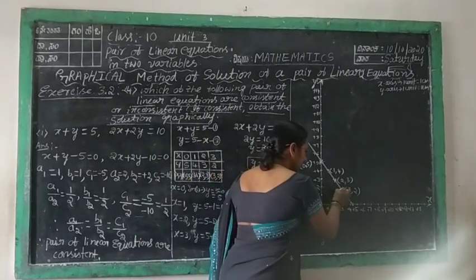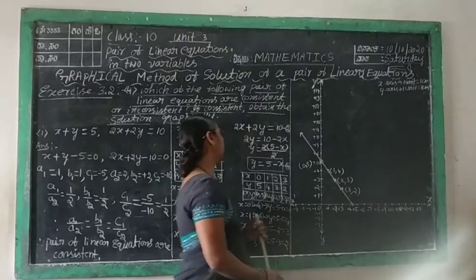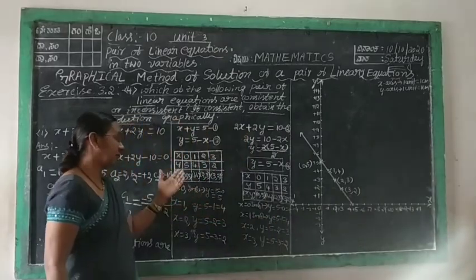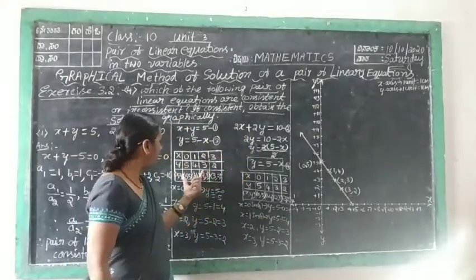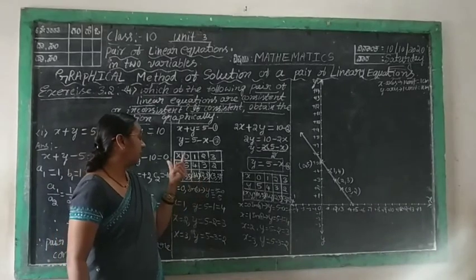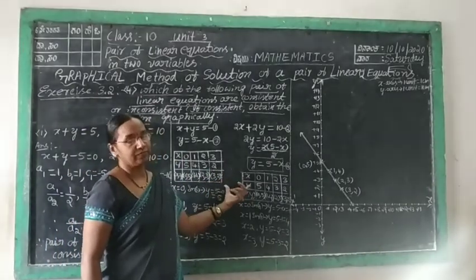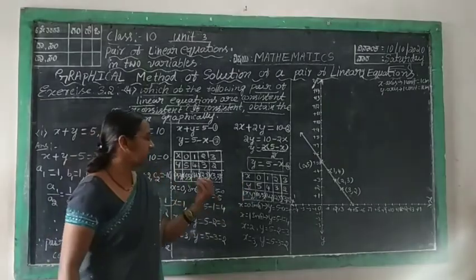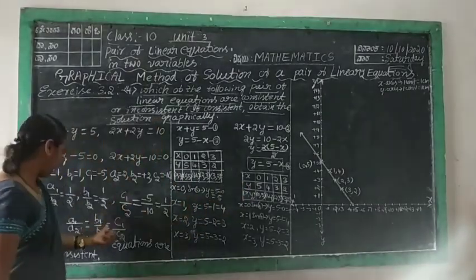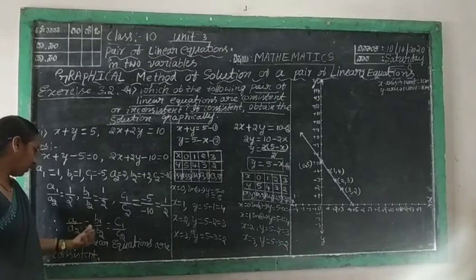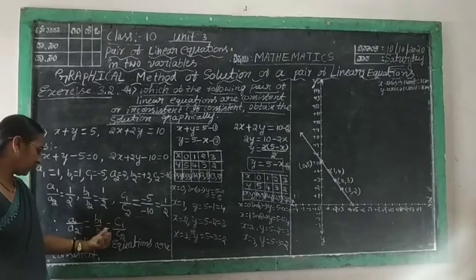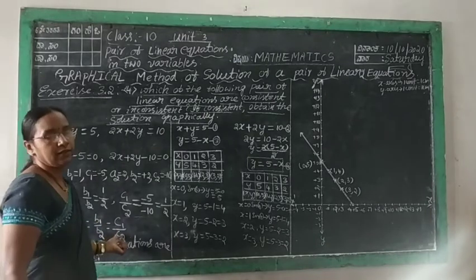Here we see that we find the values for equations 3 and 4. All coordinate points are the same. In both we find the values are the same. Then we first write the ratio a1 by a2 equals b1 by b2, that is equal to c1 by c2.